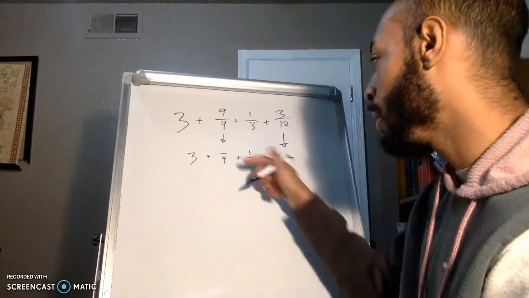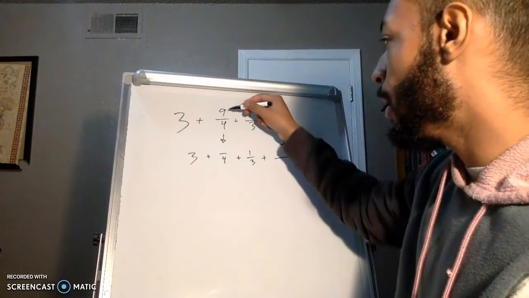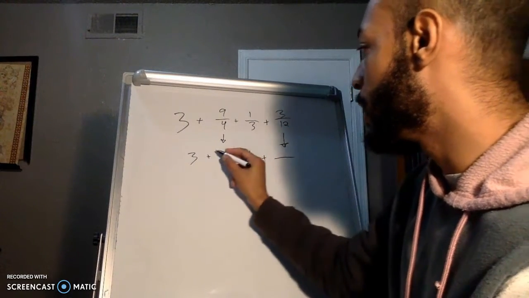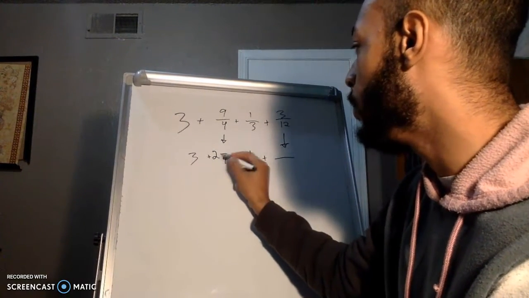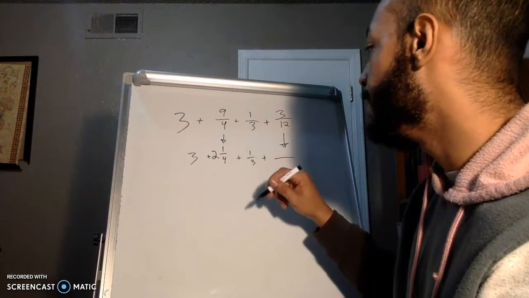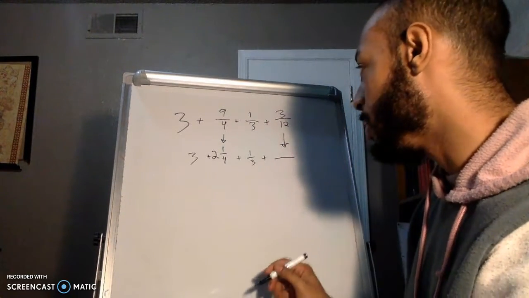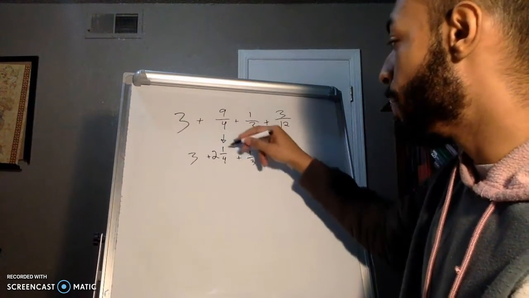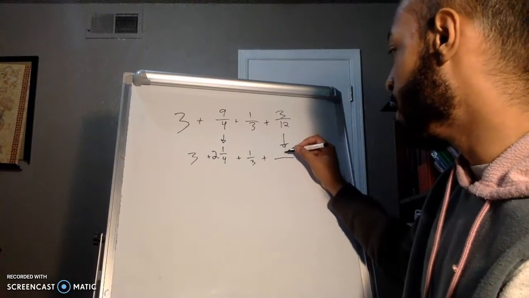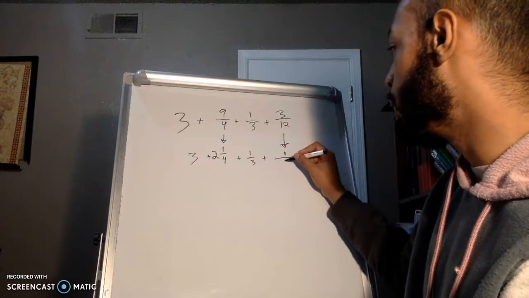Now I have my equation, and I know that 4 goes into 9 2 times, so I can actually come over here and make that a mixed number in order to make this whole problem easier on myself. So I drop the 3 down, make this a mixed number, drop this down, and then I can simplify this and actually make it 1 over 4.